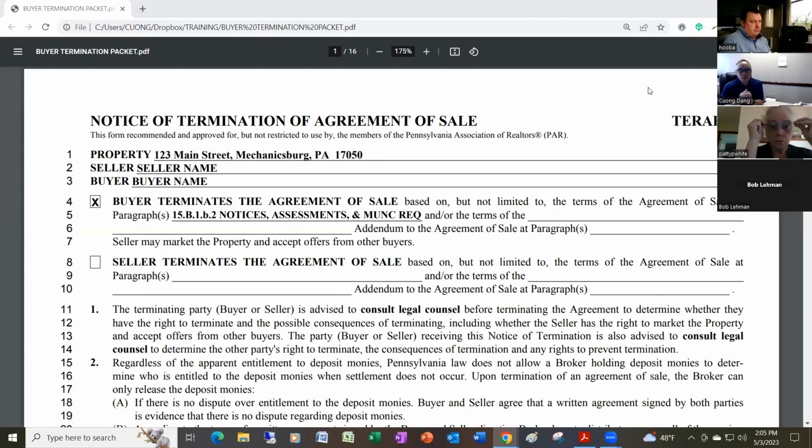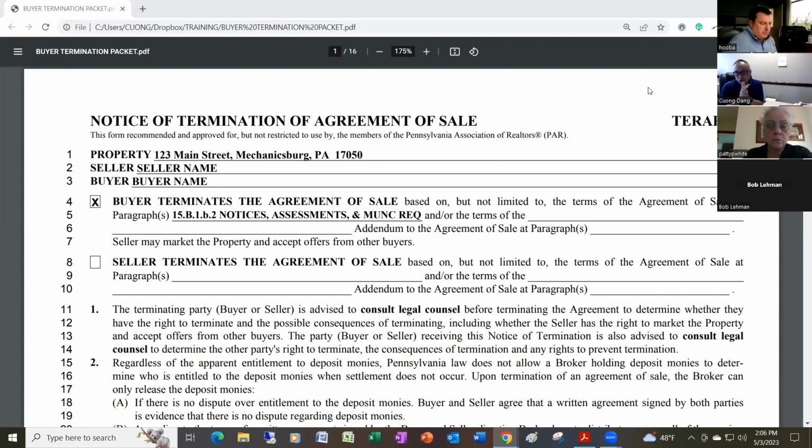Okay. So let's take a quick look here. This is the notice of termination of agreement of sale and the release. If you notice on the top right corner, it's the termination, TER, and then there's an A for and release, REL. So it's a termination and release. First thing you notice is the property address, seller, buyer. Please fill that out.